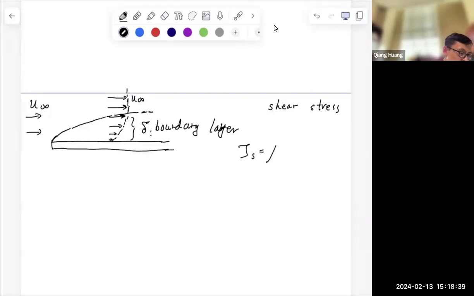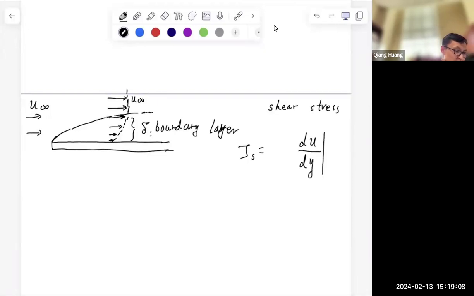The shear stress is proportional to the change of the velocity. So how fast the velocity changes in the y direction. In other words, how fast it changes from 0 to a positive number. That is proportional to the force that the fluid's acting on the solid plate.